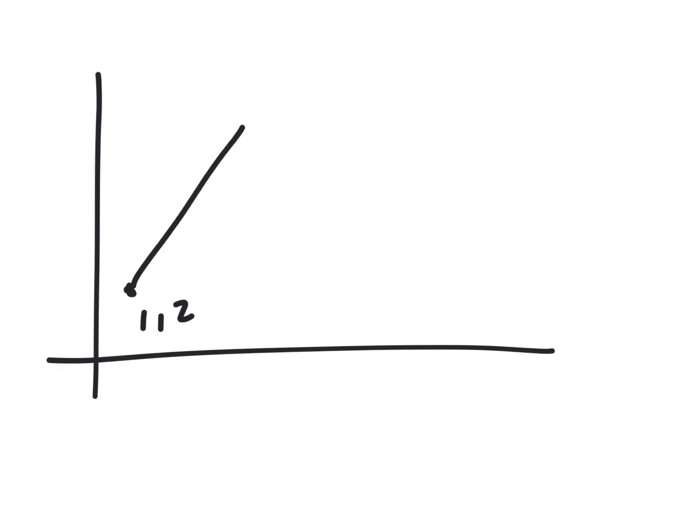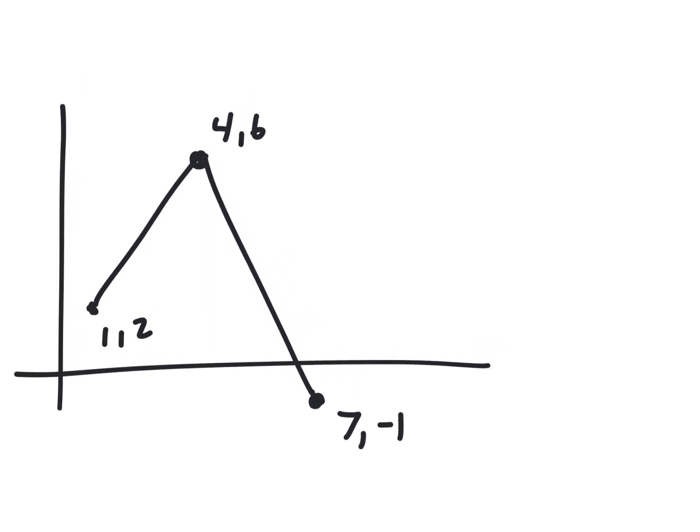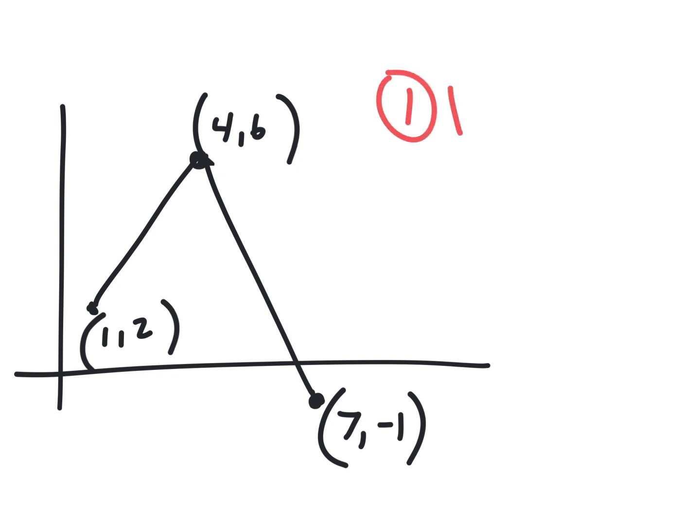Now there's something very similar except with a graph. So I'm going to give you 3 points. That's 1, 2. This is 4, 6. And this is 7, negative 1. Now, if I give you those 3 points, my first question on this set is what's f of 4?